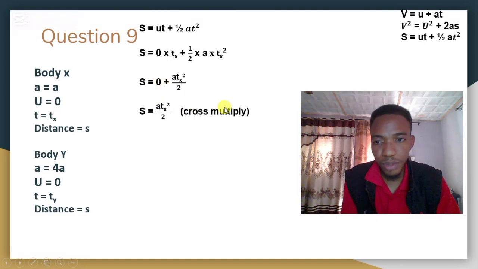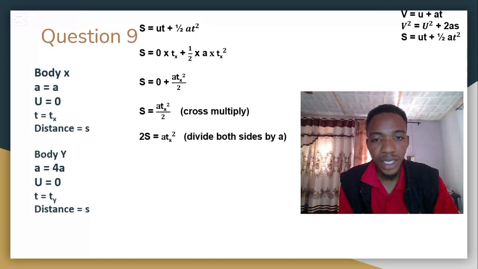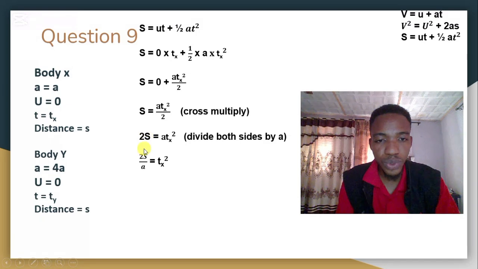So the next thing is you just cross multiply. This is just basic math. For you to be able to do physics efficiently, your math must be up there. If you cross multiply, 2s equals a tx squared. Don't forget, we are looking for the time of x. So your goal to solve this question is to make sure that tx stands alone. So we divide both sides by a, and 2s over a equals tx squared. So I have isolated tx squared, but I'm supposed to find tx, not tx squared.